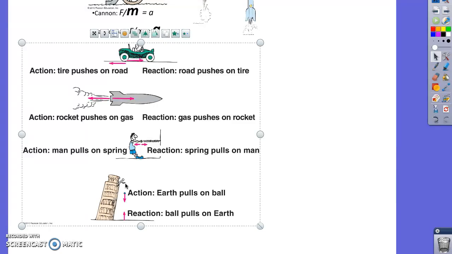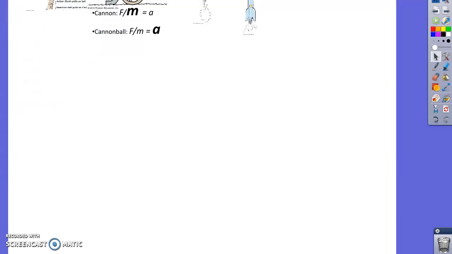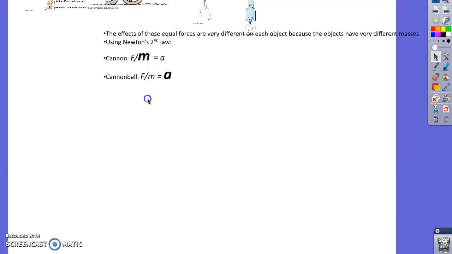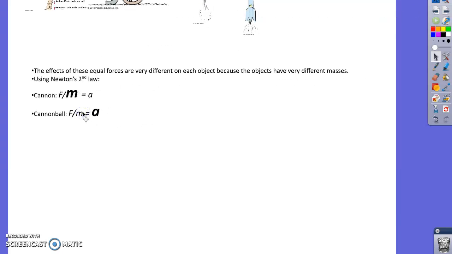The elephant would exert on the fly, but the fly is going to feel it a lot more, whereas the elephant's not going to be affected by it because it's such a small force compared to its mass. And the same thing: you are actually pulling the earth just as much as the earth is pulling on you, but it doesn't affect the earth very much because it is so big. This goes back really to Newton's second law. The effects of the equal forces are very different on the objects because they have different masses.